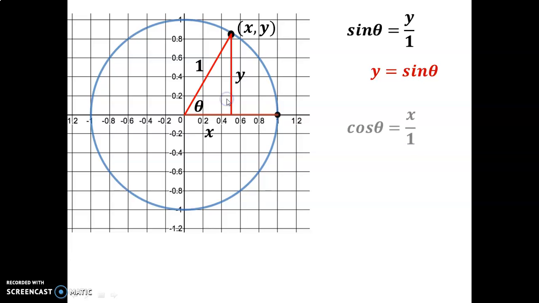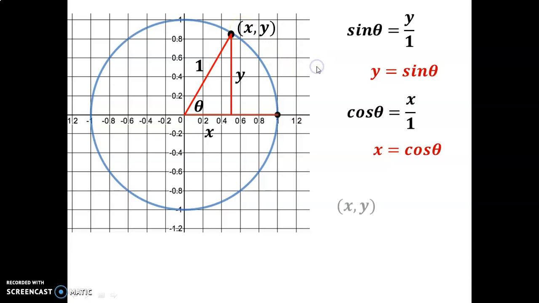Alright, to find the x value, we can do cosine. Cosine is adjacent over hypotenuse. So we do cosine of that angle, adjacent over hypotenuse, we get this. Again, hypotenuse is 1. Therefore, cosine is equal to x. The x value is equal to cosine. So if we want to know this length here, we can just do cosine of this angle. And that gives us the x coordinate of this point.